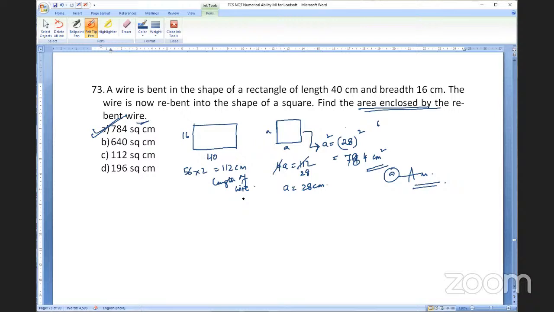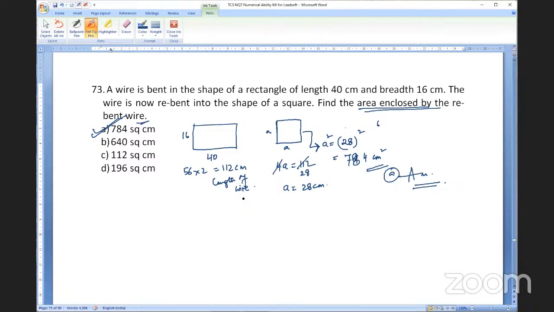Clear? Those who have answered B and C. For C, the perimeter is just the length of the wire. You're asking about area. What we have calculated, 112, is the perimeter, the length. So straight away C is not the answer. B, obviously some calculation error. Answer should be A, 784 square centimeter. I think this is fair enough.